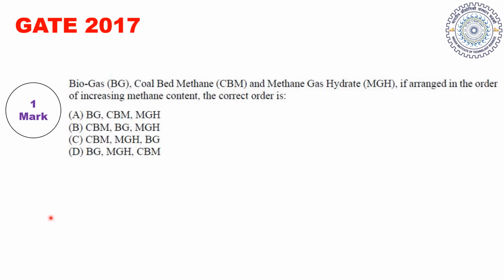Next, GATE 2017 organized by IIT Roorkee. Biogas, coal bed methane and methane gas hydrate, if arranged in the order of increasing methane content, the correct order is... 10 seconds time. Okay, so biogas, coal bed methane and methane gas hydrate.